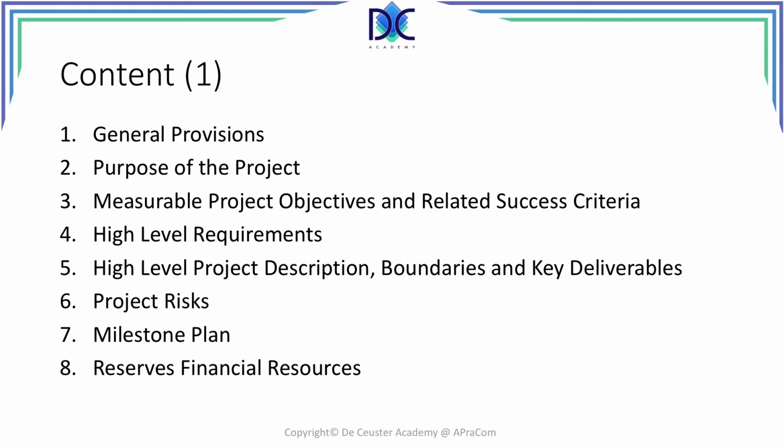Paragraph 3, we look at the measurable project objectives and related success criteria. The objective is the strategic position to be attained, the purpose to be achieved, the result, the product or a service that has to be created. The criteria are the standards, rules, tests on which a judgment or decision can be based or by which a product, service or result can be evaluated.